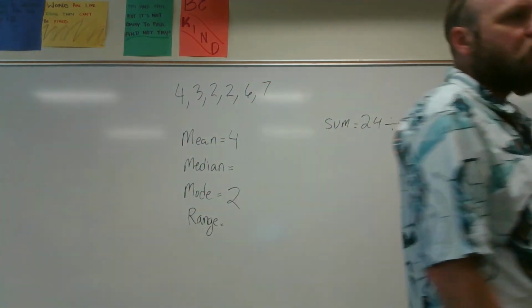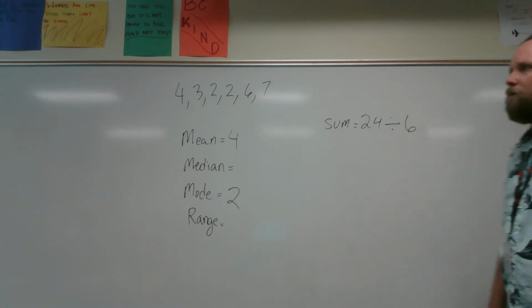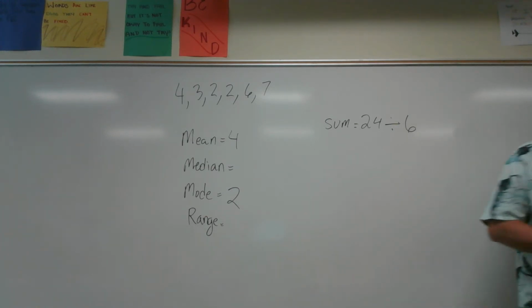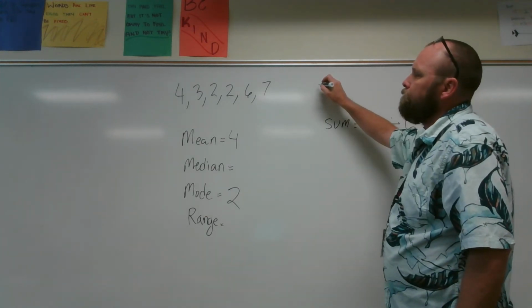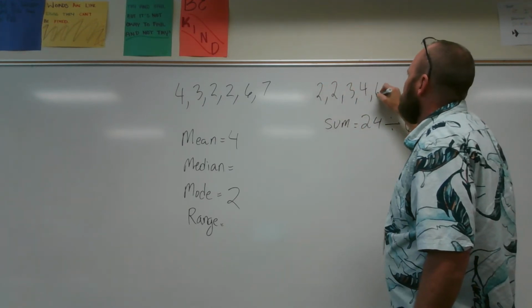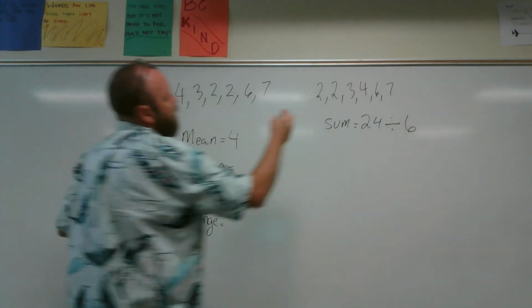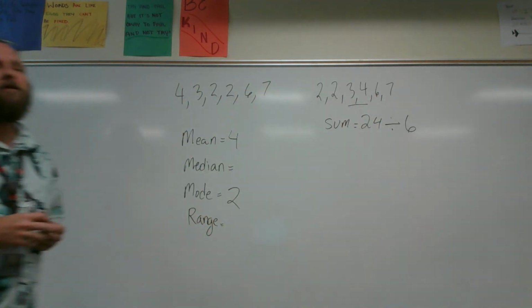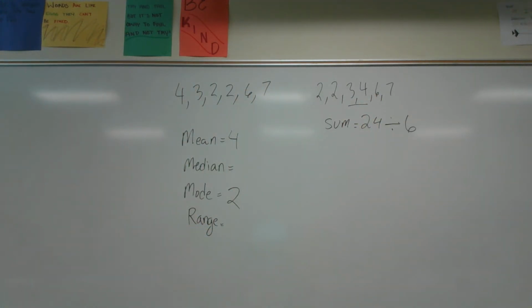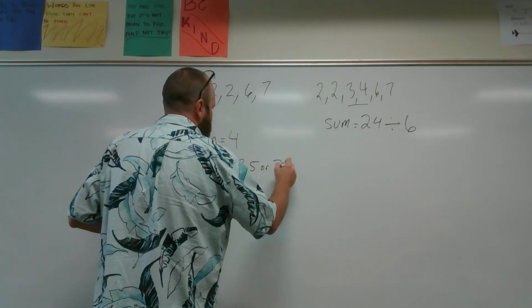Jaden, would you like to do median or range? Median. What is my first step when finding the median? Put it from least to greatest. Okay, so tell me what to write. 2, 2, 3, 4, 6, 7. Okay, we're finding the median. Looks like 3 and 4 are in the middle. So what is my median? What's halfway between 3 and 4? 3.5. My mind is blown.